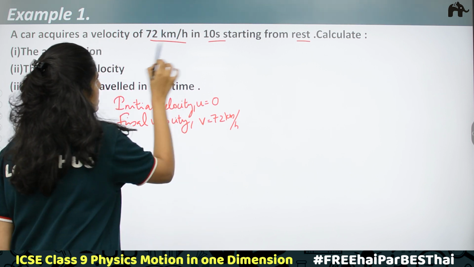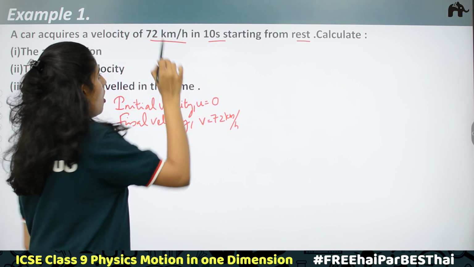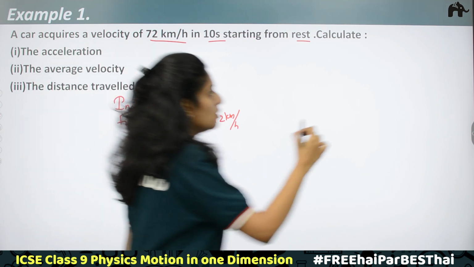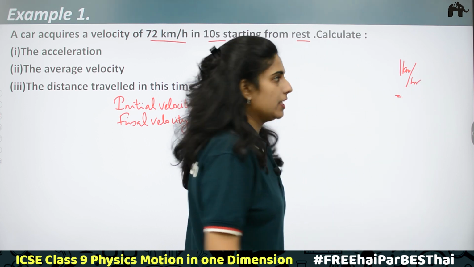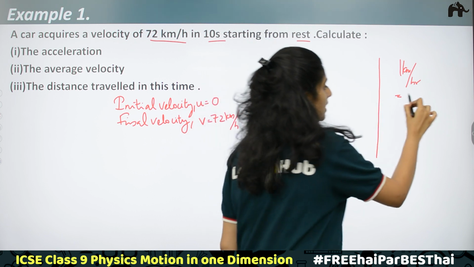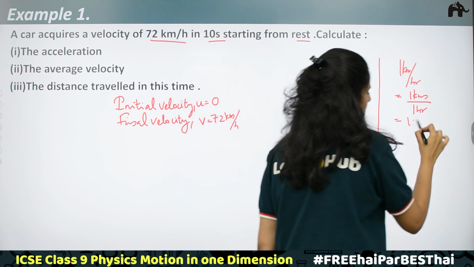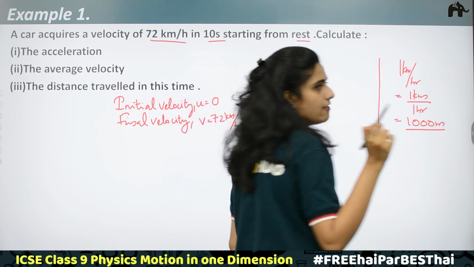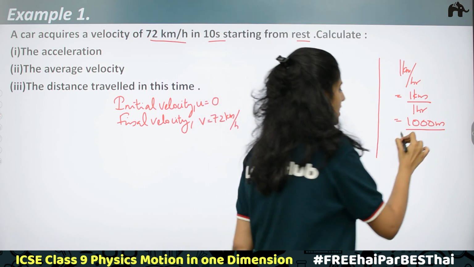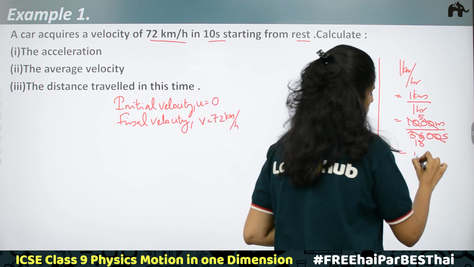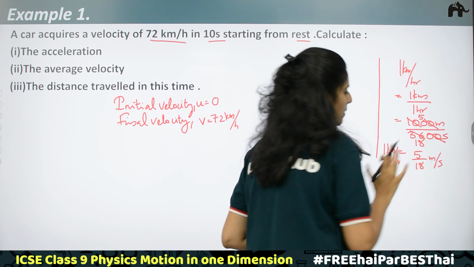So here velocity is in kilometer per hour and time taken is given in seconds. So either we have to convert the seconds to hour or this kilometer per hour to meter per second. So what is 1 kilometer per hour? In meter per second, 1 kilometer per hour will be equal to 1 kilometer divided by 1 hour. What is 1 kilometer in meters? It is 1000 meters. So 1000 meters divided by, what about 1 hour? 1 hour is 60 minutes and 1 minute is 60 seconds. So 1 hour will be equal to 3600 seconds. So this is equal to 5 by 18 meter per second. So 1 kilometer per hour is equal to 5 by 18 meter per second.